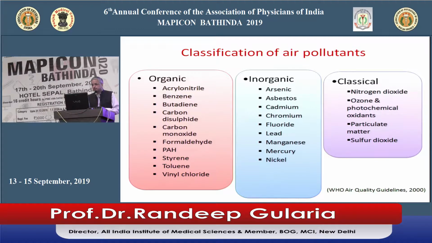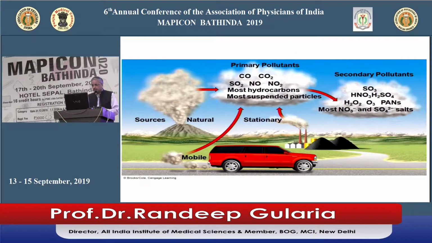But when we start looking at air pollutants, we have organic, inorganic and classic. The classics are the oxides of nitrogen, ozone, the photochemical oxidants, particulate matter and sulfur dioxide. And then we have a large number of organic and inorganic substances which may be present in the air, which are causes of pollution. There is a lot of focus now on lead because it is so associated with neural development, and some studies suggest that lead exposure in children is actually leading to decrease in their intellectual development in our country.